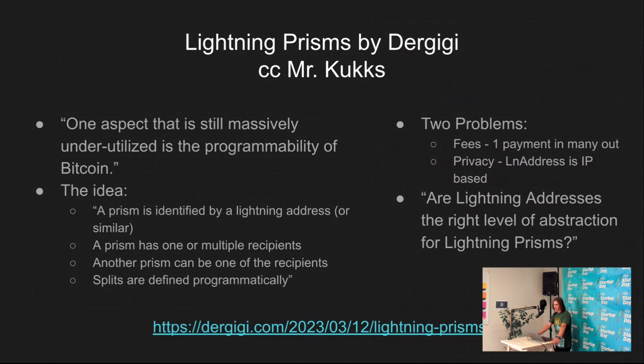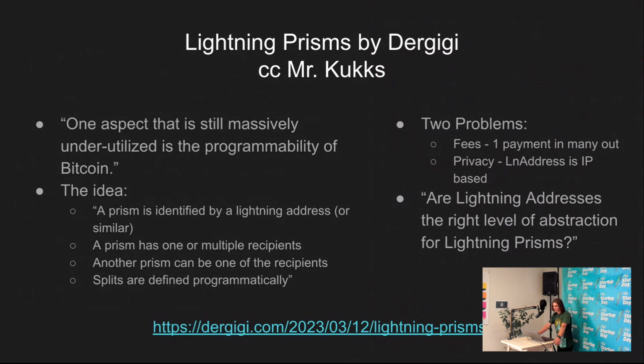So the idea explained by Dergigi is that a prism is identified by a Lightning address or similar. In our case, we ended up using Bolt 12. A prism has one or multiple recipients. You can imagine the payment comes in one side and then gets split out to one or multiple recipients on the other. Another prism can also be one of the recipients. Because a prism is just identified by a Bolt 12 offer, as long as the node that's running that offer can interpret it as a prism, then that offer can just be one of the members of the prism. So when it gets paid, it ends up splitting out to another prism, and that's what creates prismception.